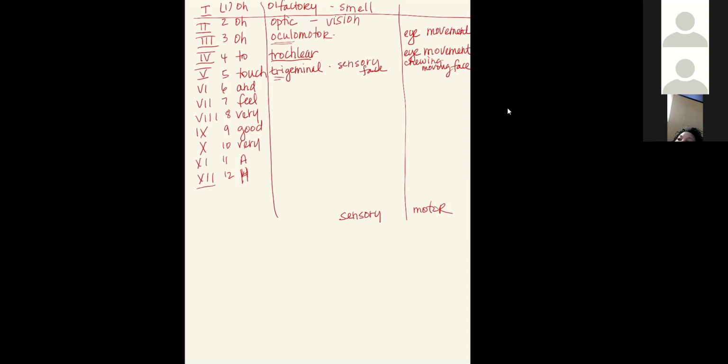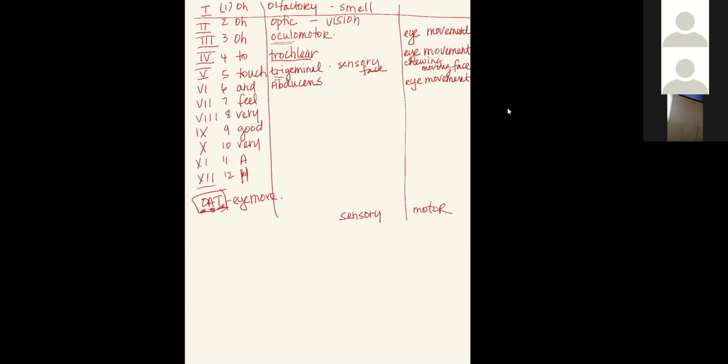Now the next A is abducens, which is another lovely word. Abducens is another eye movement nerve. For eye movement, you can remember OAT. There are three nerves that are going to help move your eyes: oculomotor, abducens, and trochlear. Those are eye movement.